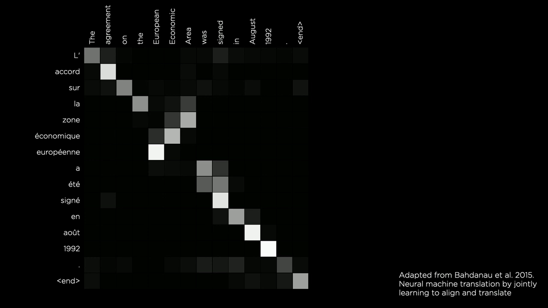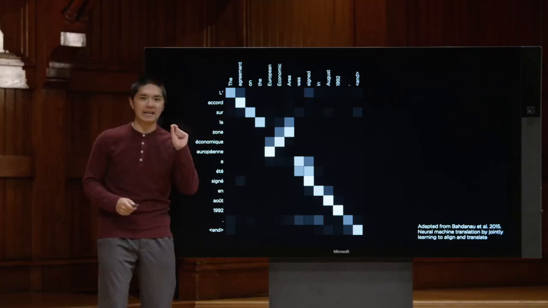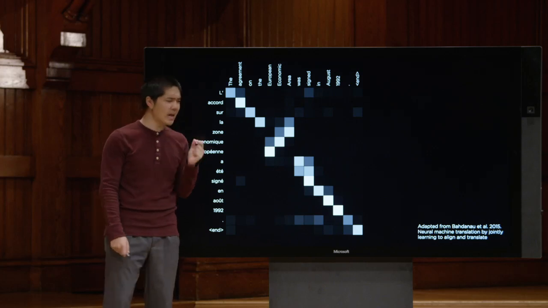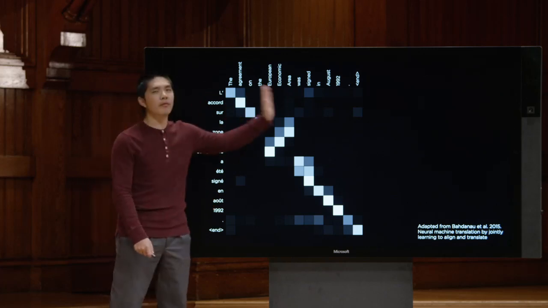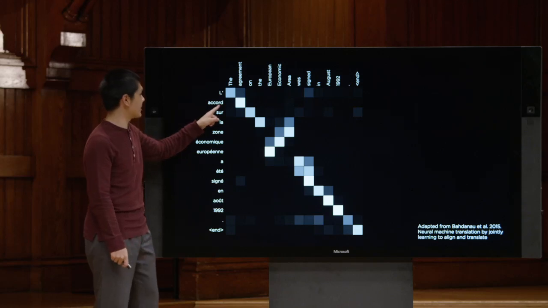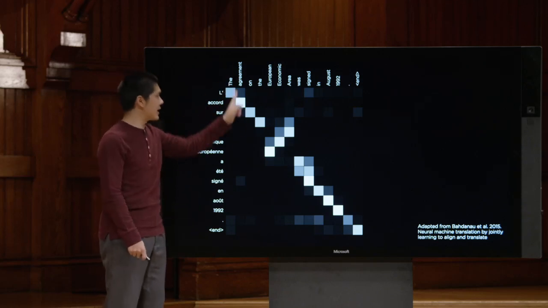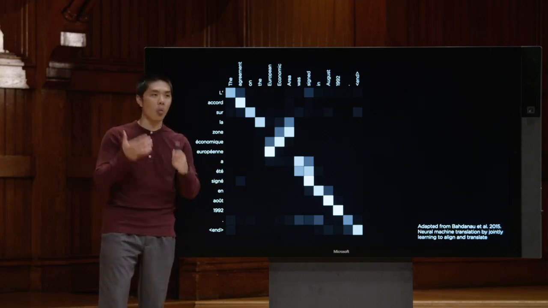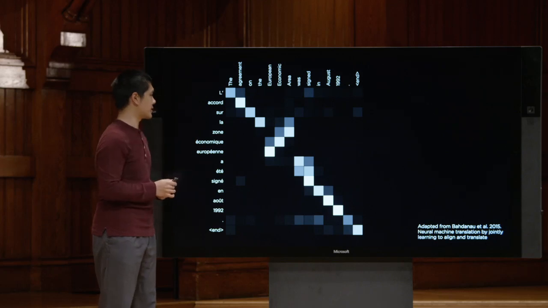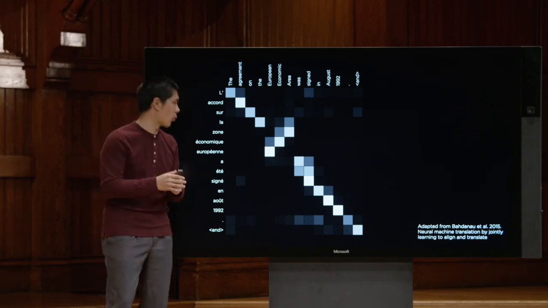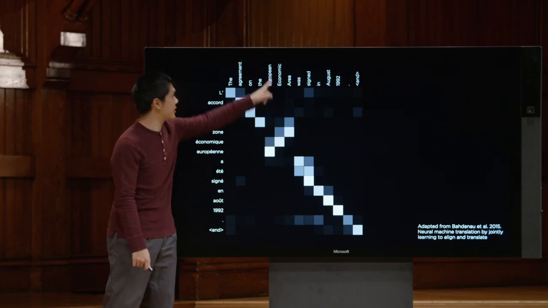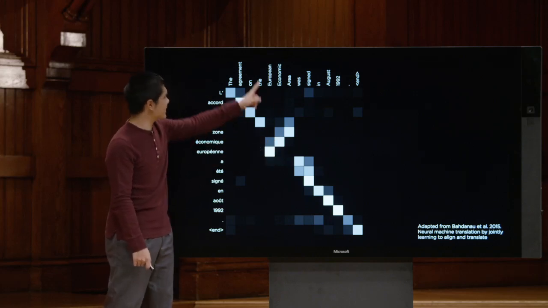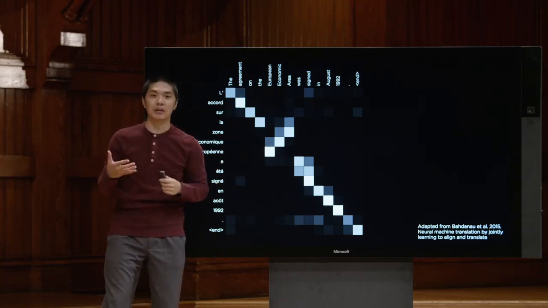And what you see in all of these squares are the attention scores visualized, where a lighter square indicates a higher attention score. And what you'll notice is that there's a strong correspondence between the French word and the equivalent English word, that the French word for agreement is really paying attention to the English word for agreement in order to decide what French word should be generated at that point in time. And sometimes you might pay attention to multiple words. If you look at the French word for economic, that's primarily paying attention to the English word for economic, but also paying attention to the English word for European in this case too.